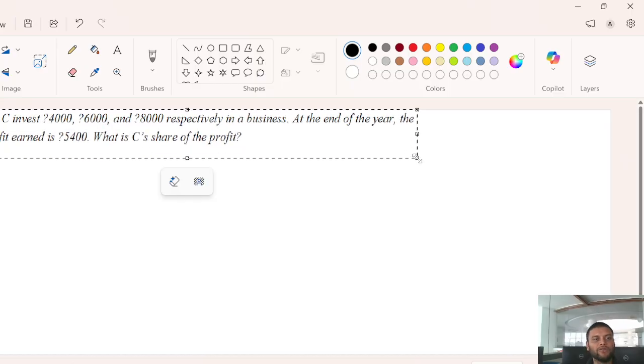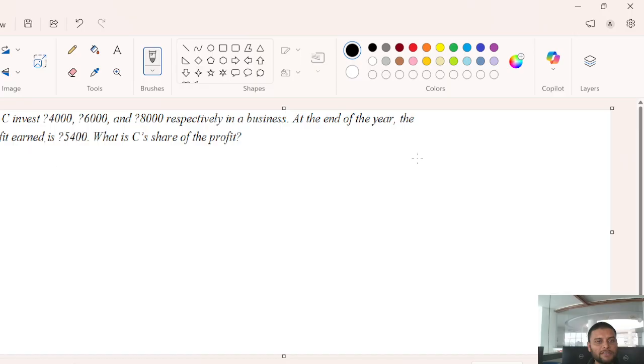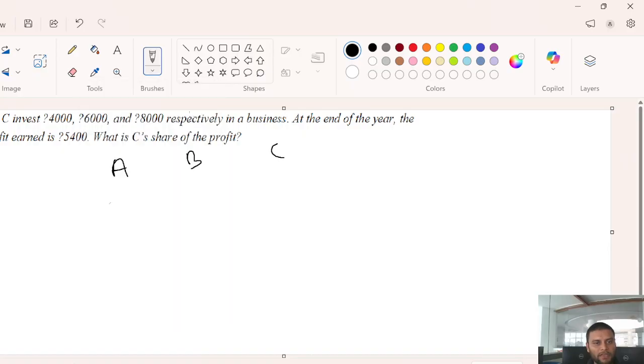Okay, look at this question, friends. The question says A, B, and C invest in a business. Three of them are investing in the business. A invested 4,000 rupees, B invested 6,000 rupees, and C invested 8,000 rupees respectively in the business. At the end of the year, the total profit earned is 5,400.